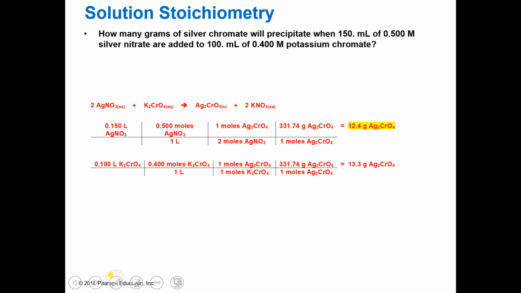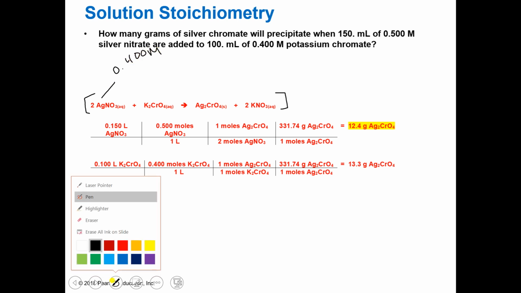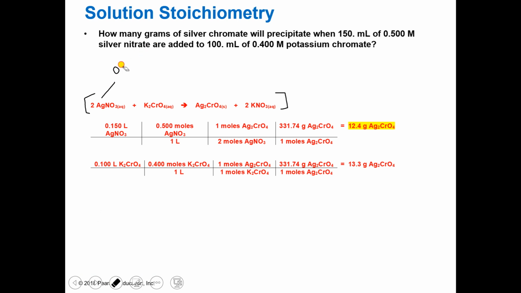So with solution stoichiometry, what we're going to look at here is first the balanced chemical reaction that I've already given to you. It won't always be given, and if it is given, it won't always be balanced. So always double check. Now, we know that I have a 0.400 molar, I copied the wrong one, sorry guys. I have a 0.500 molar solution, and I have 150 milliliters of it.